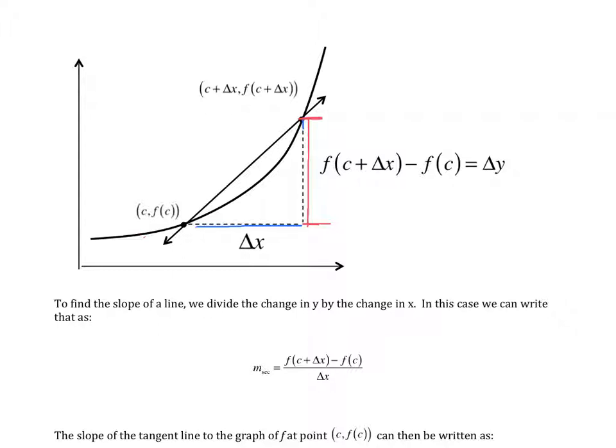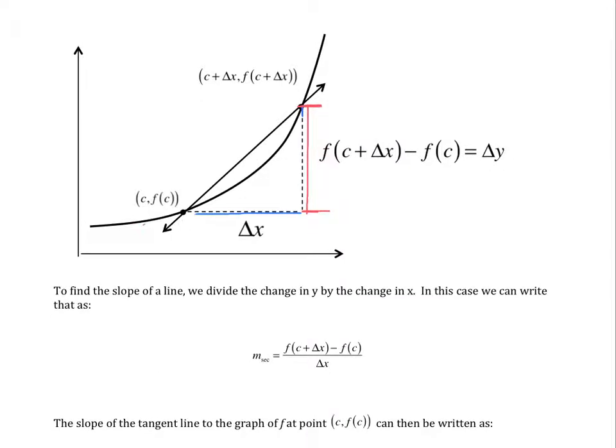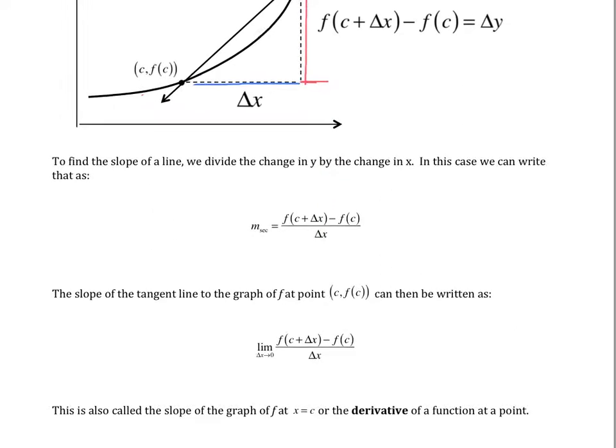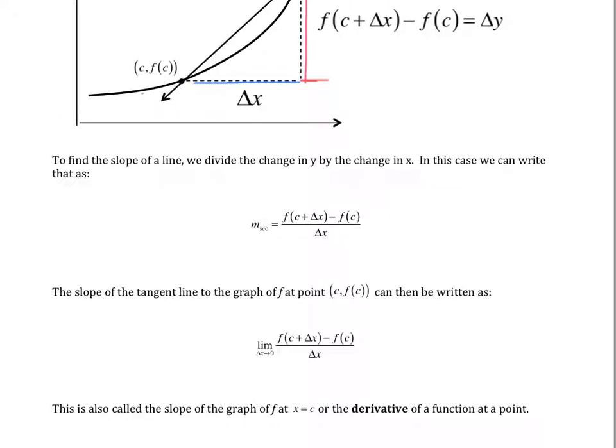So using that, to find the slope of a line, we are just going to divide the change in y by change in x. That's what you've been doing since Algebra 1. It just looks a little different now.